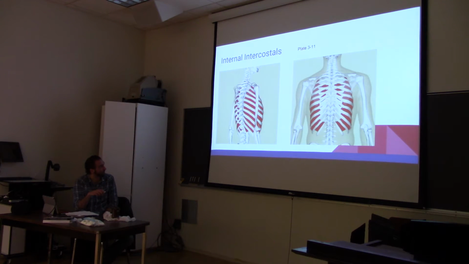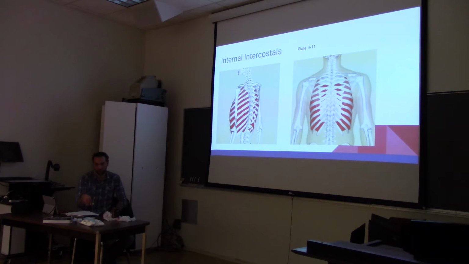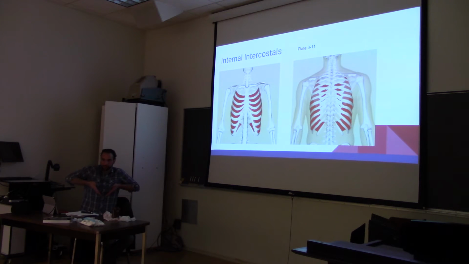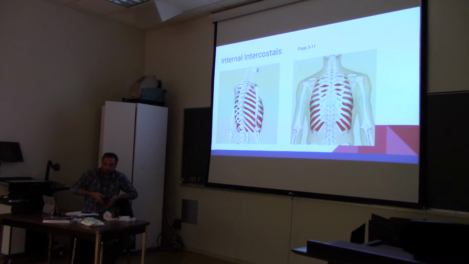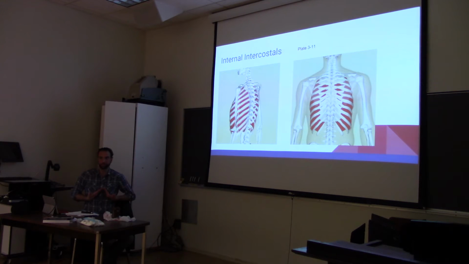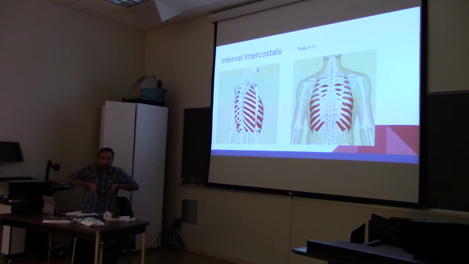Okay, internal intercostals. This looks really similar, right? But do you see how they're going the other way? You can see it. They're like a V, but the other way. The other one was a Christmas tree. This one's an actual V. They go like this.